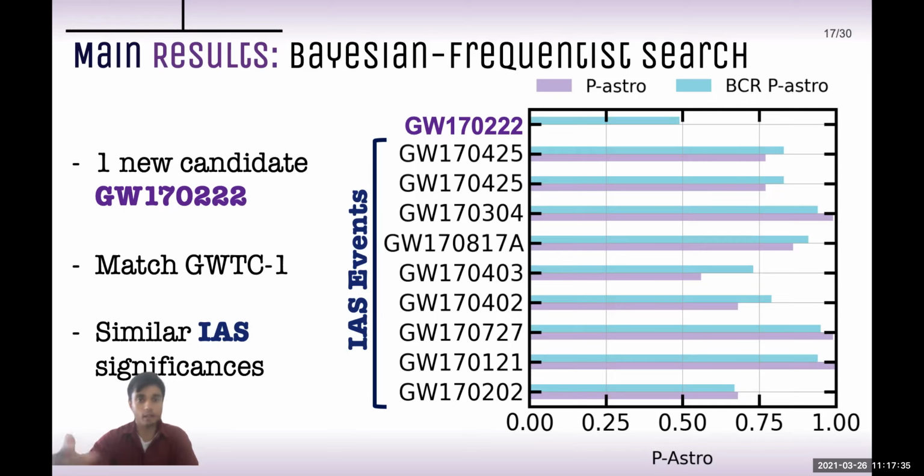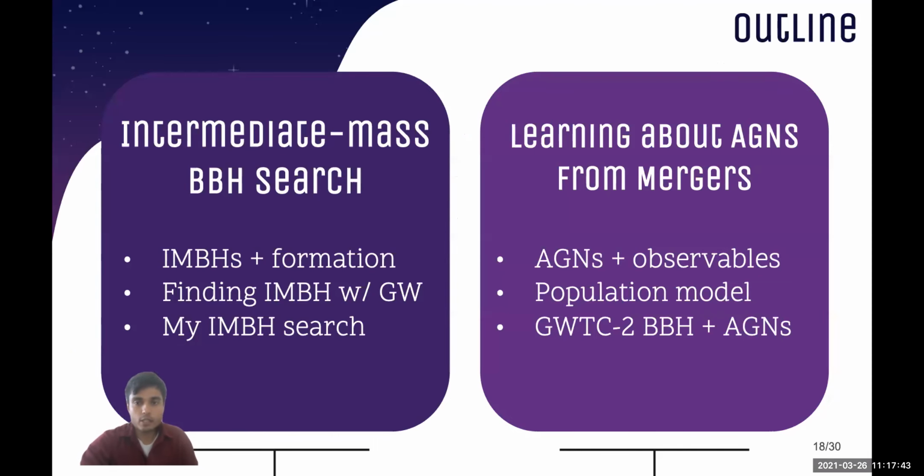So yeah, I believe that a lot of these things could have astrophysical origins. So this brings me to the second half of my presentation. And I'd like to talk about what we can learn from active galactic nuclei from mergers of binary black hole systems.